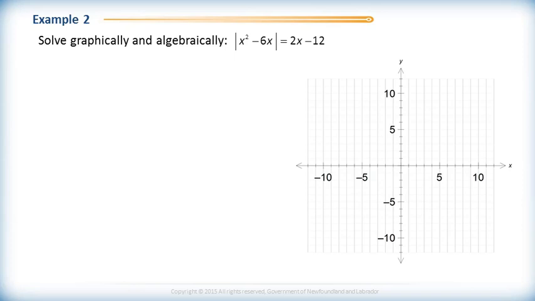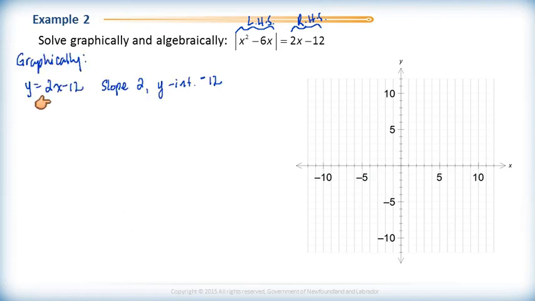Example 2, we solve graphically and algebraically. We're going to graph the left-hand side separately from the right-hand side. So graphing the right-hand side first, y equals 2x minus 12. That has a slope of 2 and a y-intercept of negative 12. So I'll just start at negative 12 for the y-intercept, go up 2 over 1, up 2 over 1. I'll label this graph, y equals 2x minus 12.